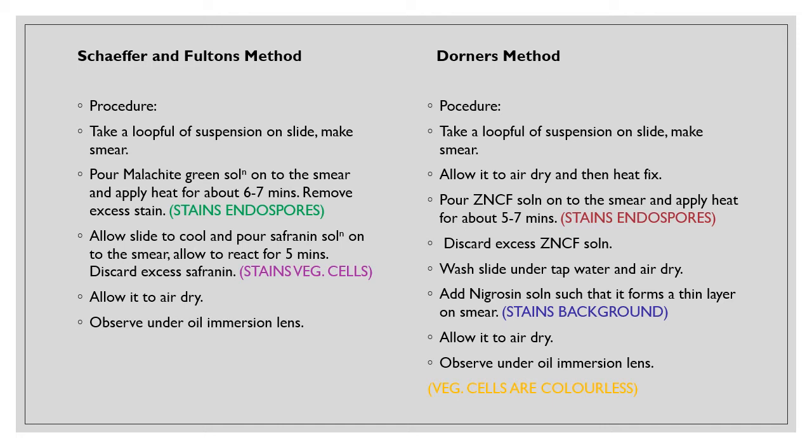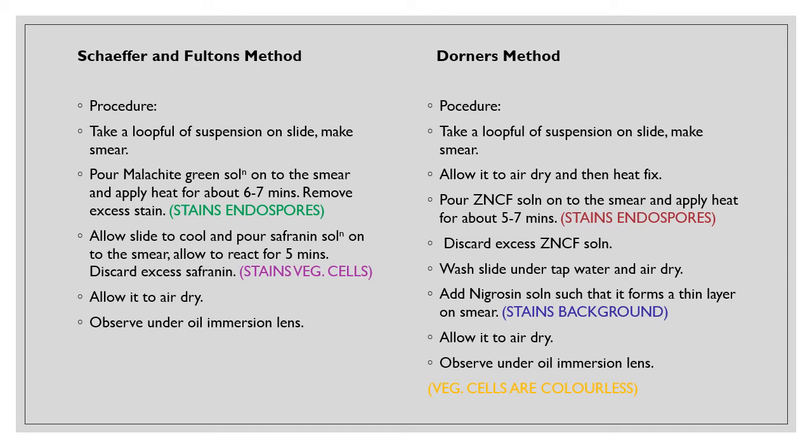Okay, so after heating for 6 to 7 minutes, remove excess stain, okay, and allow your slide to cool down a little bit, okay, and then pour safranin solution on your smear. Then allow it to react for another 5 minutes, okay, and then you discard your safranin. So safranin will stain your vegetative cells. Now allow your slide to air dry and then observe under oil immersion lens, that is 100x, right.